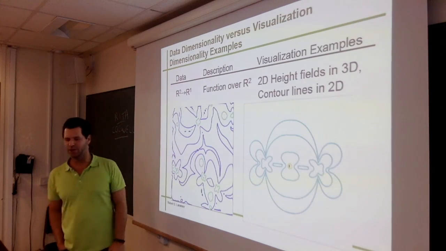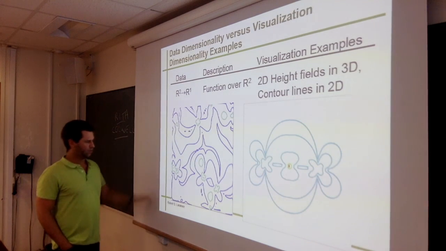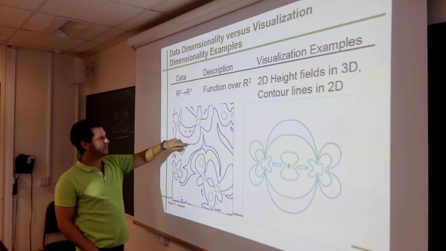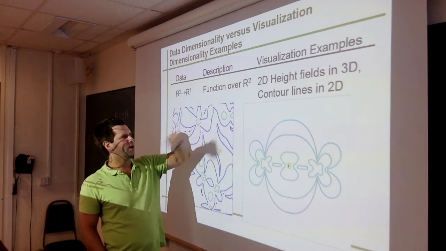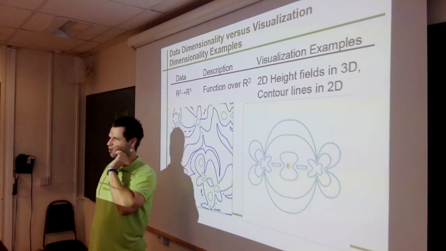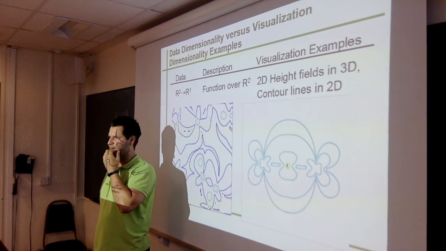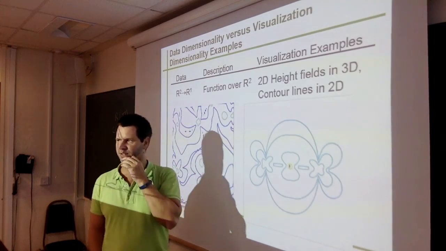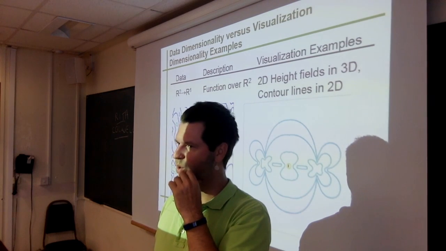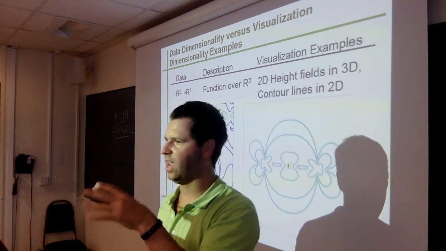Here's an example of two-dimensional data being mapped to a one-dimensional curve. In this case, the data runs over two dimensions, and these curves are 1D lines. They're also called isocontours or contour lines. Does anybody know what an isocontour is, or a contour line? I think there are some people in here that do know what those lines are. You've definitely all seen them before, but you might not have known the name of them.